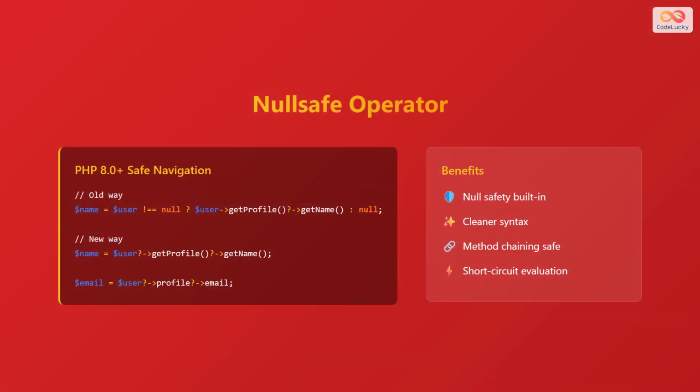The Nullsafe Operator, introduced in PHP 8.0, provides a cleaner way to access properties and methods of an object that might be null. Here's how it simplifies null checking. The old way to access a nested property required multiple null checks. The new way using the Nullsafe Operator achieves the same result with much cleaner syntax. If any part of the chain is null, the entire expression short-circuits and returns null. Key benefits include built-in null safety, cleaner syntax, safe method chaining, and short-circuit evaluation.